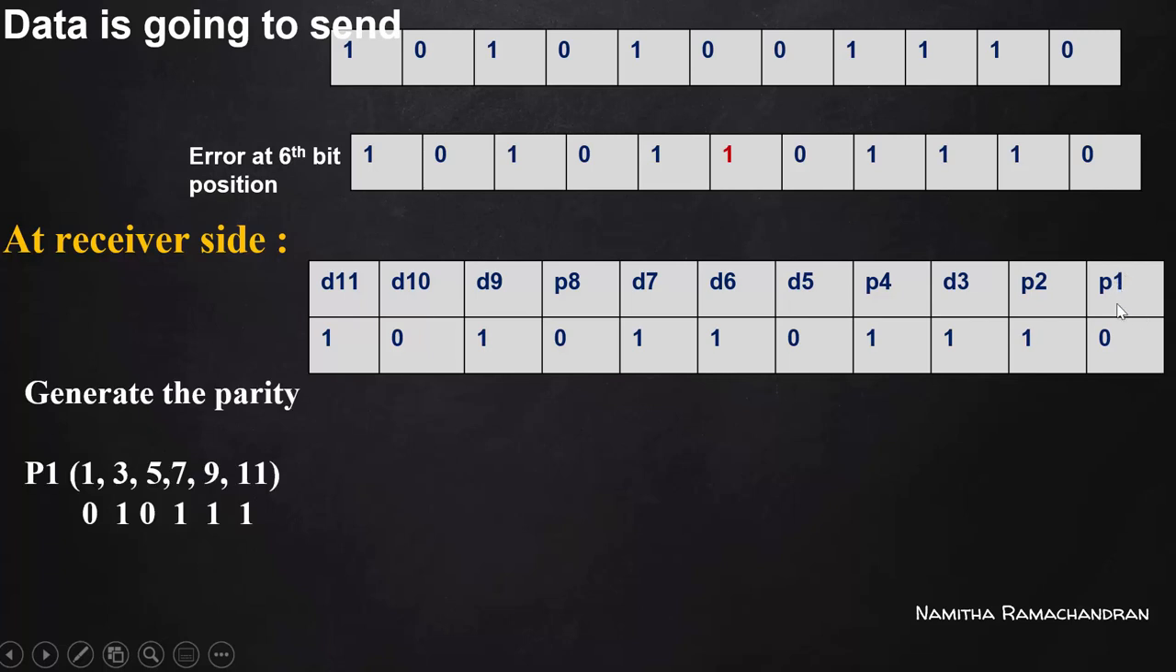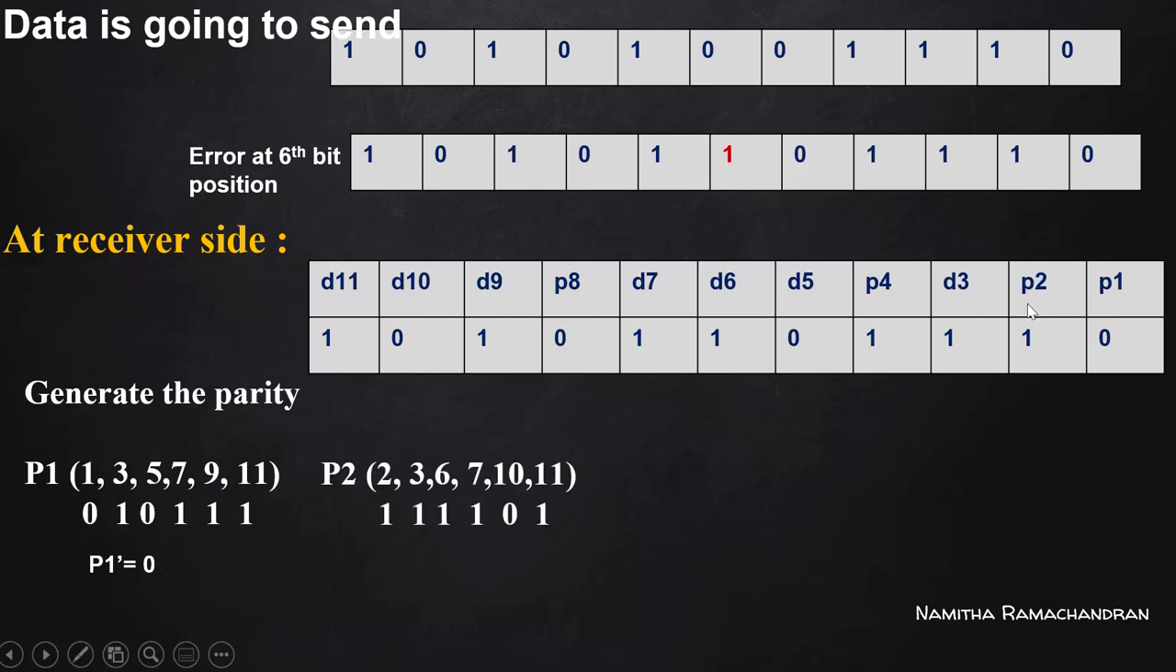For P1 dash, we need to consider all these positions. And here we have values 0, 1, 0, 1, 1 and 1. Now count how many ones are present here: 1, 2, 3 and 4. So an even number of ones is present. So P1 dash is set as 0.